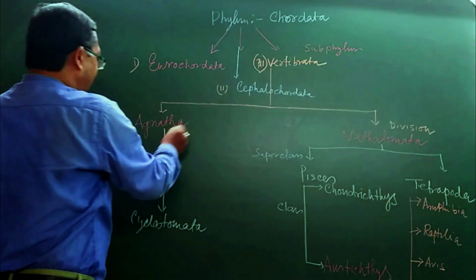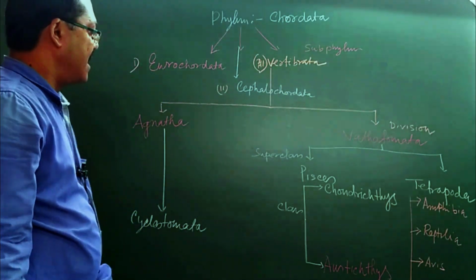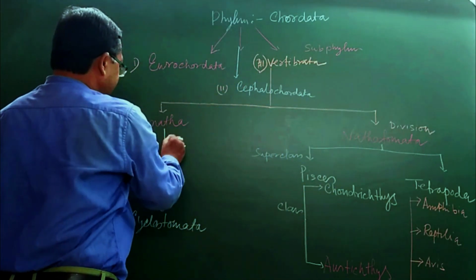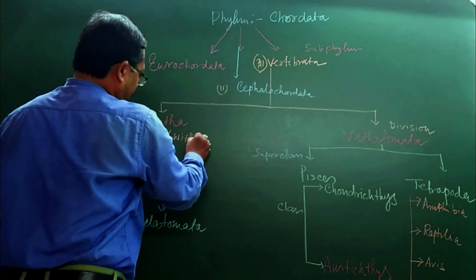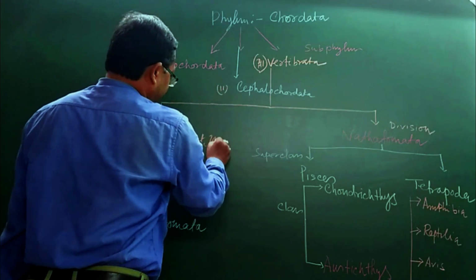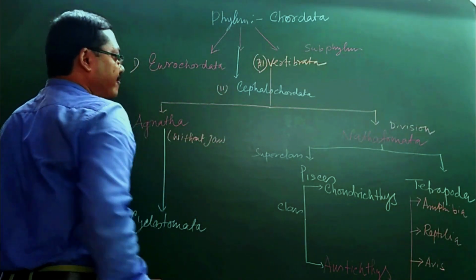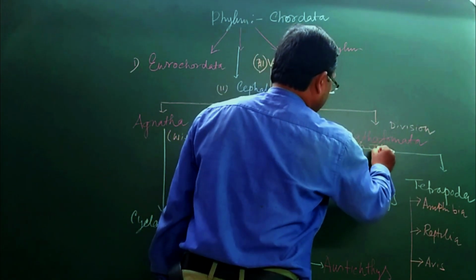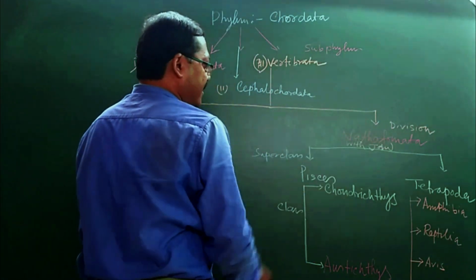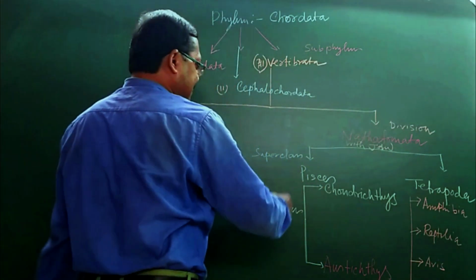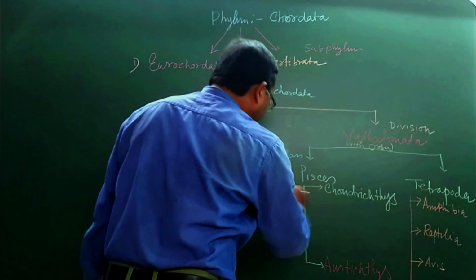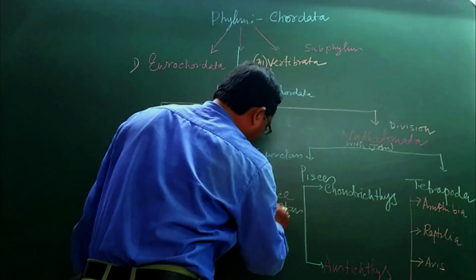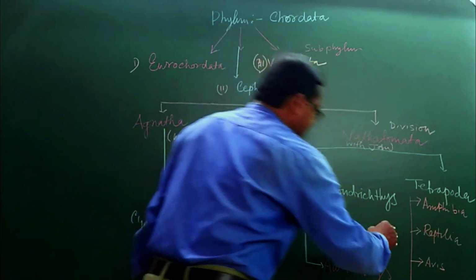Then in vertebrata, agnatha, one of whose members is cyclostomata, means without jaw: jawless animals but having vertebra. And gnathostomata are those with a jaw. The superclass is divided into two, Pisces and Tetrapoda. These are divided on the basis of the presence of fins and the presence of limbs.